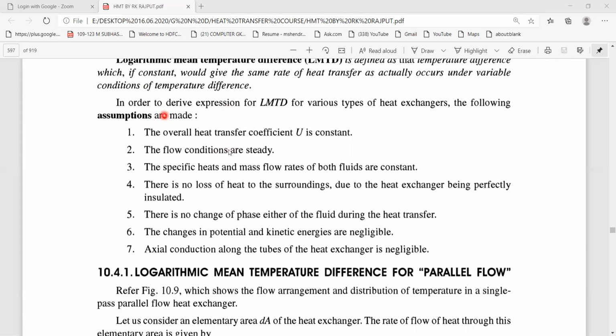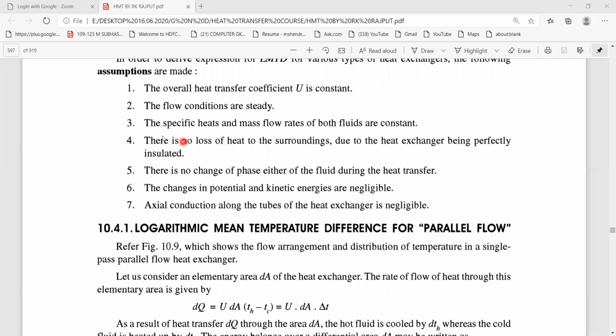You can take the screenshot of this. In order to derive the expression for LMTD for various types of heat exchangers, the following assumptions are made. The first assumption is that the overall heat transfer coefficient U is constant. U stands for overall heat transfer coefficient, right? Next, the flow conditions are steady state. They are steady, so there is no variation in the flow conditions. They are constant or steady.